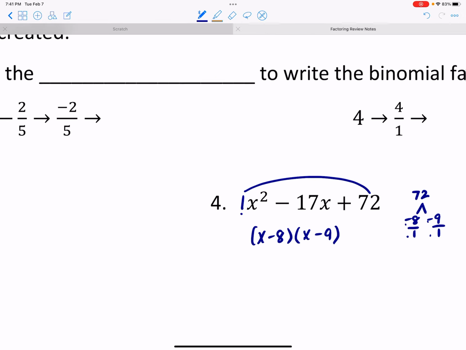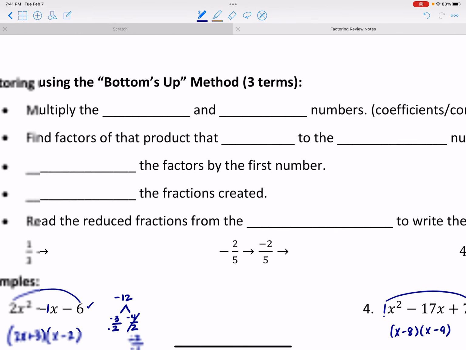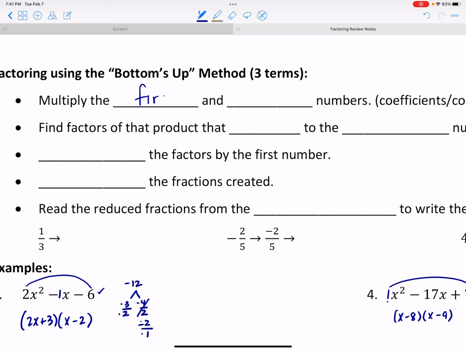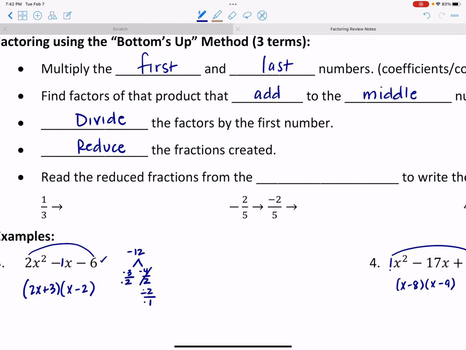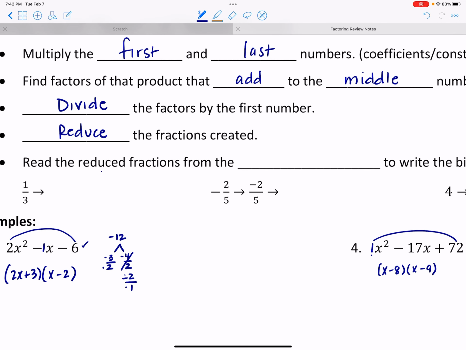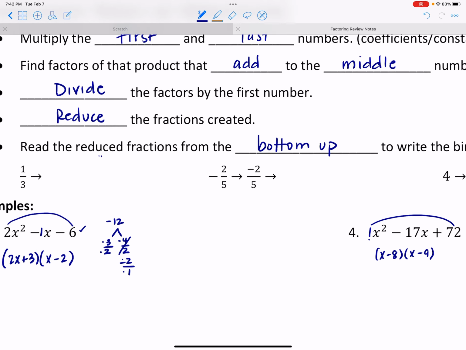Alright, so bottoms up, it's wonderful, it's fast, it's efficient. You start by multiplying your first and last numbers, and then you find factors of that product that add to the middle number. Once you find your factors, you divide the factors by your first number. And obviously, creating two fractions, you want to reduce if it's possible to reduce. And then here's where the name comes from. Once you have those fractions reduced, you read the reduced fractions, it has to be reduced, from the bottom up. That's going to give you the binomial factors for your trinomial.